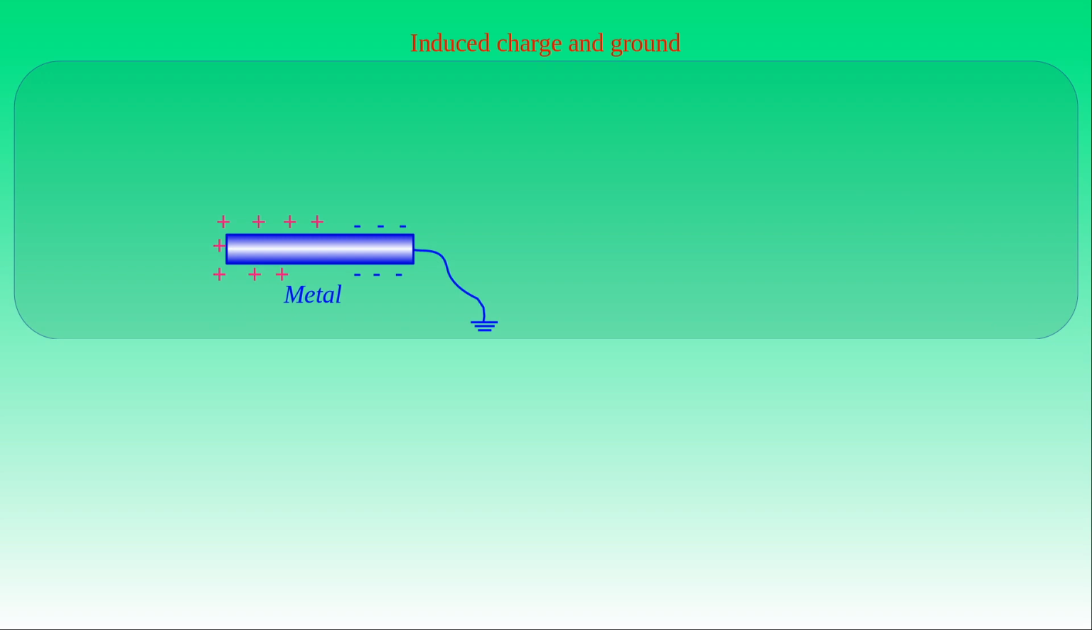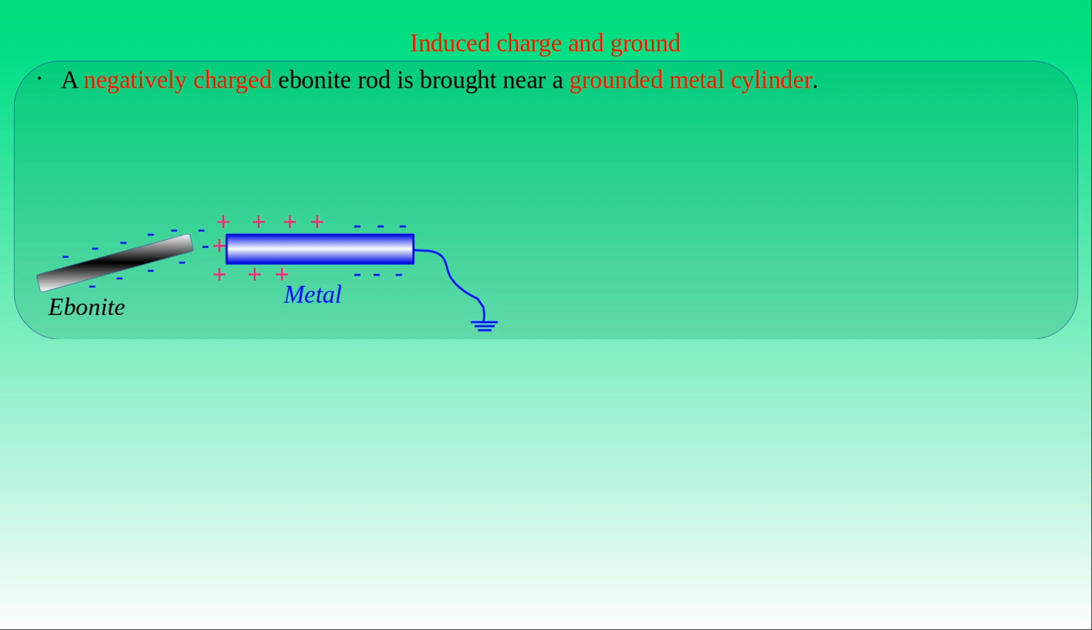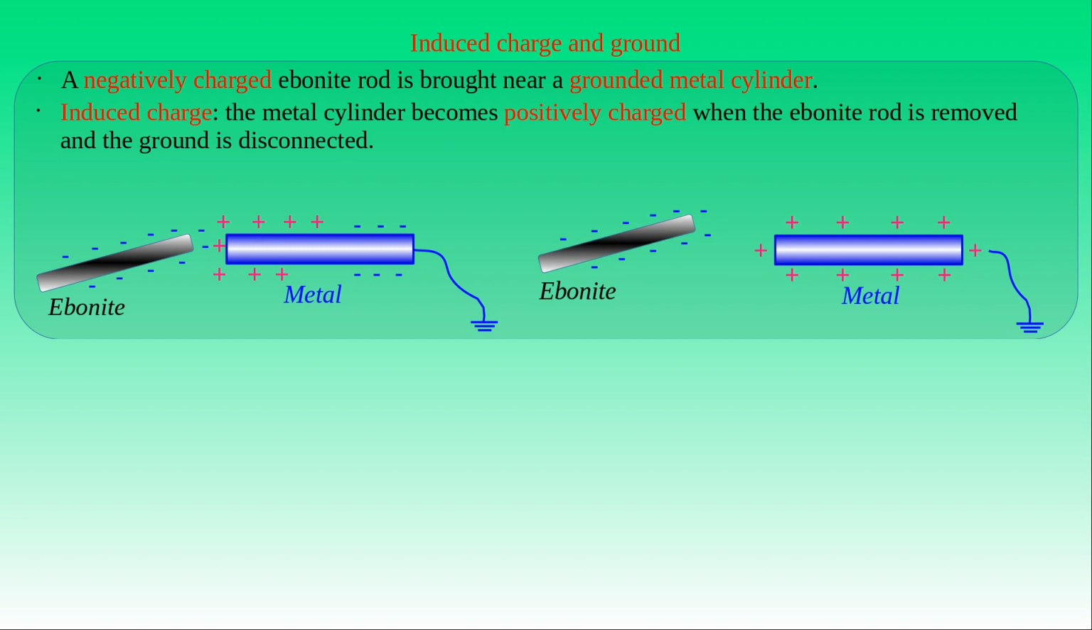Let us consider the following experiment related to the induced charge and the concept of ground in electrostatics. In this experiment setup, we use a grounded metal cylinder, that is a conducting body connected with the ground through a metal wire. First, we bring a negatively charged ebonite rod near the grounded metal cylinder. If we remove the ebonite rod and disconnect the cylinder from the ground, we find that the cylinder is positively charged.